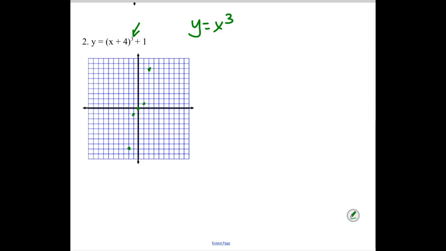Now, how are we transforming that parent function? What's the 4 going to do? Left 4 and up 1. All right, so we're going to go left 4 and up 1. And we can just take each dot, move it left 4 and up 1.